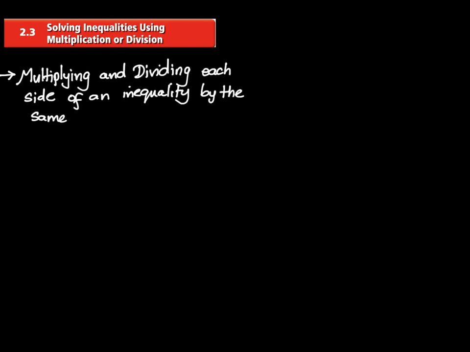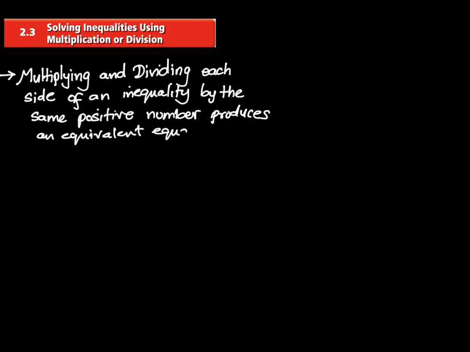And why do we multiply and divide? To isolate the variable, right? So we multiply and divide so that we can isolate the variable. When we multiply or divide by the same positive number, it produces an equivalent equation or inequality, right? So we know that we can multiply and divide by a positive number.